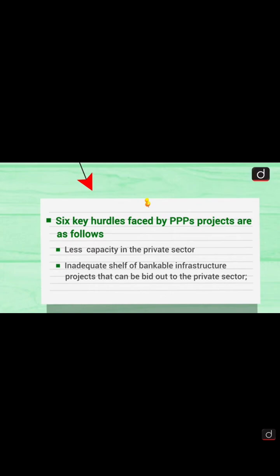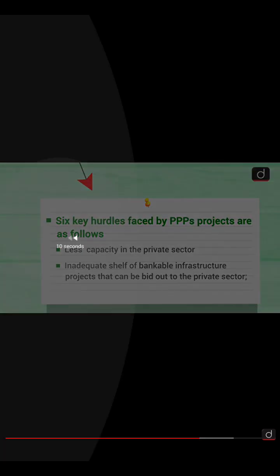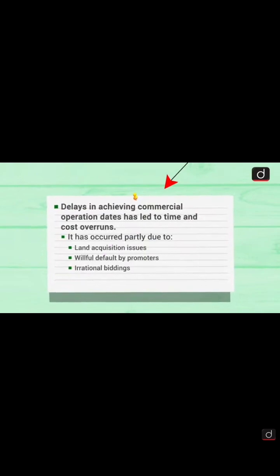Now there is less capacity in the private sector. Also an inadequate shelf of bankable infrastructure projects that can be bid out to the private sector. So we know that delays in achieving commercial operations dates have led to time and cost overruns. Now we know the cost overrun has occurred partly due to the land acquisition issue, sometimes willful defaulters among the promoters.